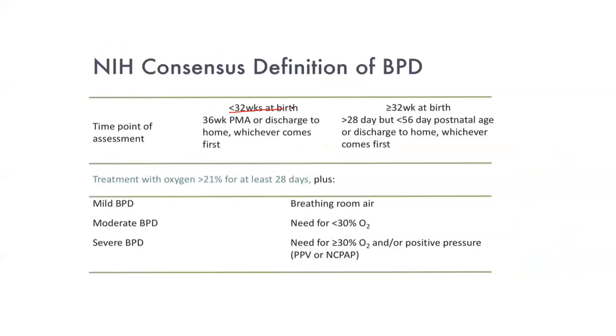And you can see here, less than 32 weeks, more than 32 weeks. If the baby is less than 32 weeks, you have to wait until the time frame of 36 weeks corrected, or the baby is discharged home, whichever comes first. If the baby is older than 32 weeks, starting at birth, you have to wait the first 28 days. If the baby required any respiratory support, especially oxygen, here in the 2001 definition, required oxygen at 28 days of life but less than 50 days post gestational age or discharge home, whichever comes first, they call it chronic lung disease. They further classify, depending on severity, into mild, moderate, and severe chronic lung disease or bronchopulmonary dysplasia.